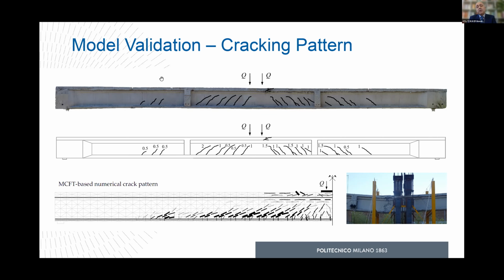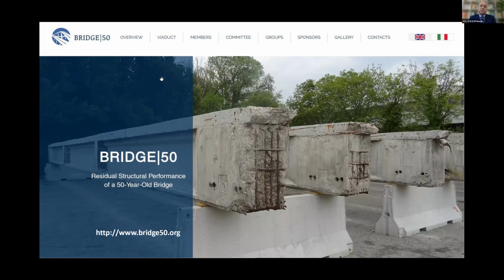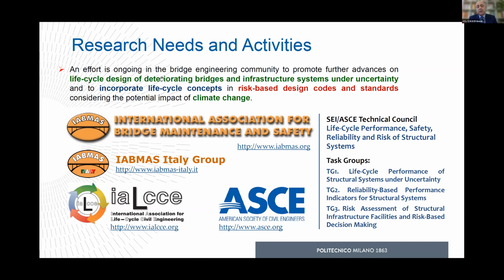So if you are interested in this activity, for updated information on the progress of the experimental test, you can visit the project website that is updated with information about the ongoing research. Let me mention that an effort is ongoing within the bridge engineering community in general, but also within specific professional associations, in order to promote further advances in these fields, particularly for life cycle design of deteriorating bridges and infrastructure systems under uncertainties, so that these concepts, criteria, and tools can be incorporated in risk-based design codes and standards and be used in practice.